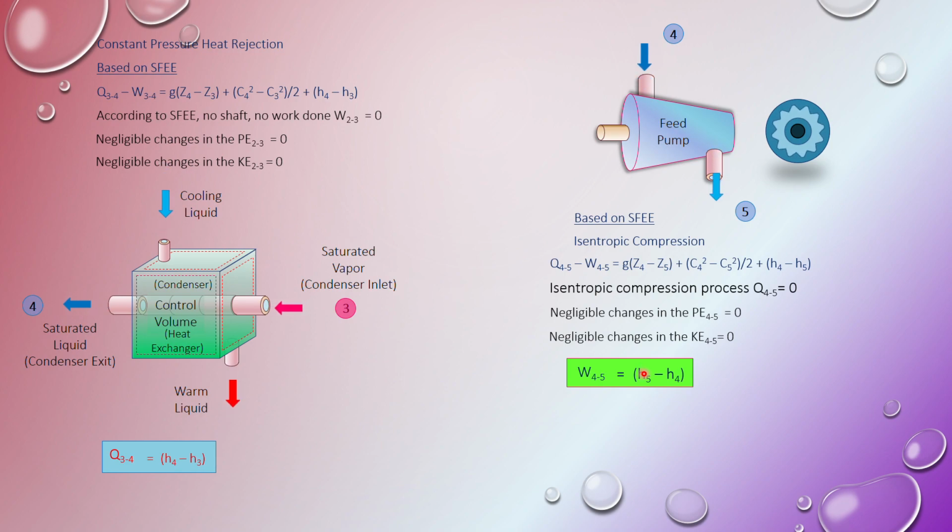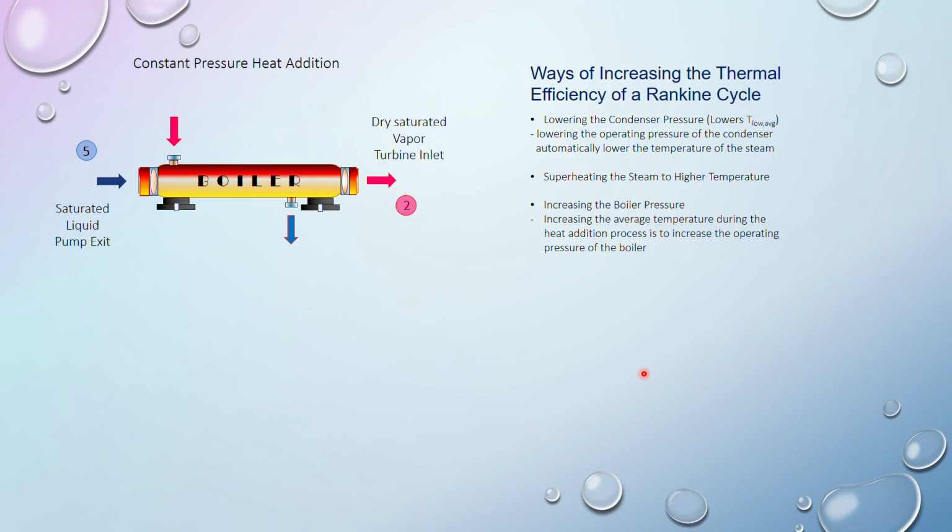From here the next thing is the boiler. So this is a boiler. Point 5 is your inlet point, and point 2 is your exit point. The inlet is saturated liquid from the feed pump. The outlet is dry saturated vapor. We try to get the vapor or the steam until it gets dry saturated. That is the best case. Sometimes, or most of the time, you will get wet vapor as well. But it is better for us to consider that it reaches the dry saturated vapor point.